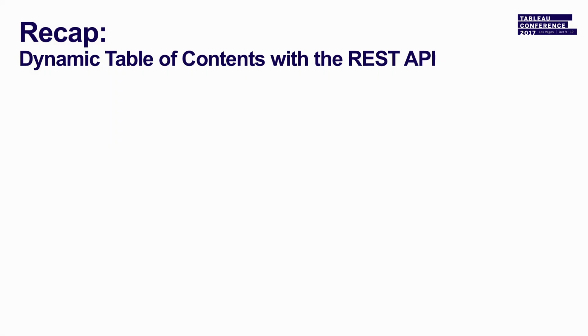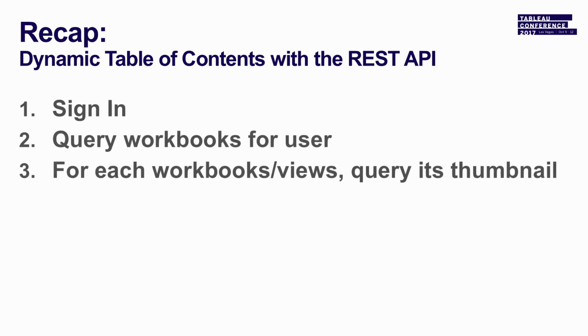So let's do a quick recap for the 3 steps. Sign in, query the workbooks, and then query the thumbnail. And so now when the user signs into your web app, they're going to be asked to enter the credentials, right? And then they're going to see the dashboard of all the available views for them.